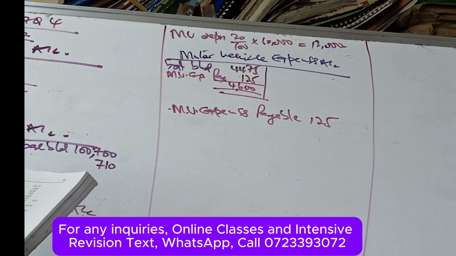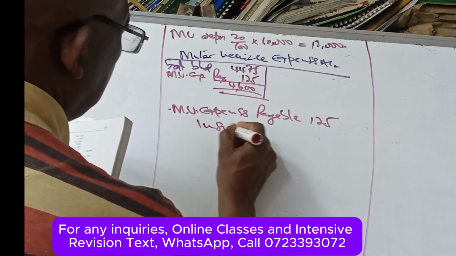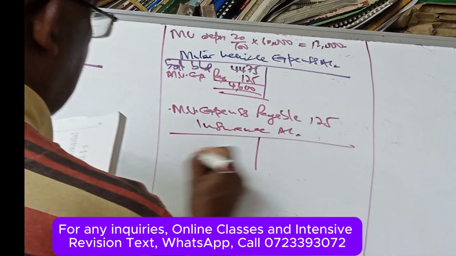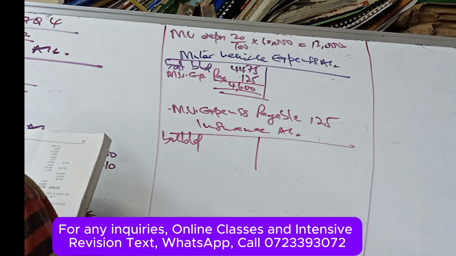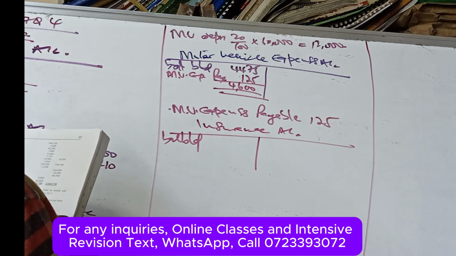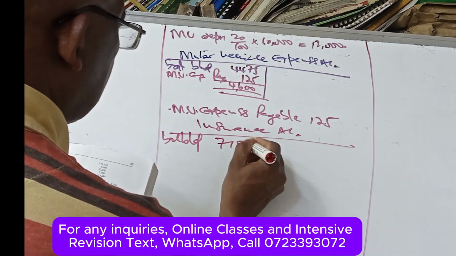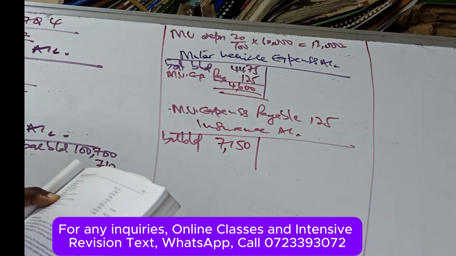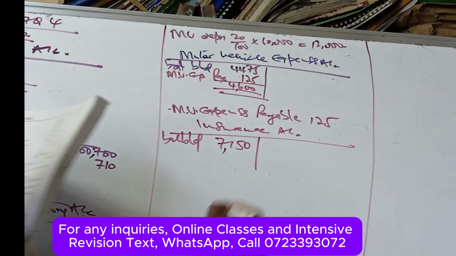Well, prepaid insurance amounted to 1,150. So if you go to the insurance account, the balance brought down from the insurance account is 7,150. We are told, although we paid for insurance 7,150, not every insurance was spent. We have an insurance of 1,150 which is not spent.